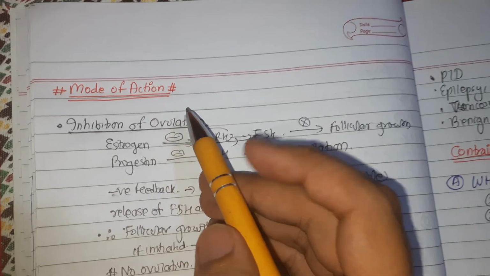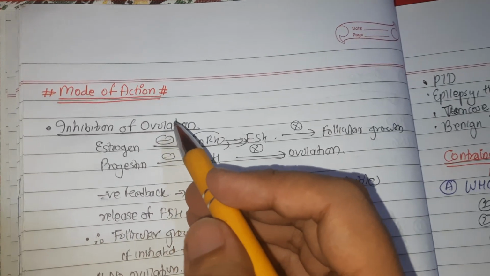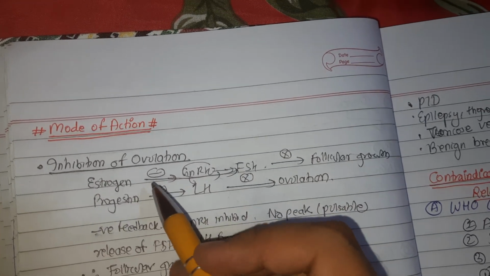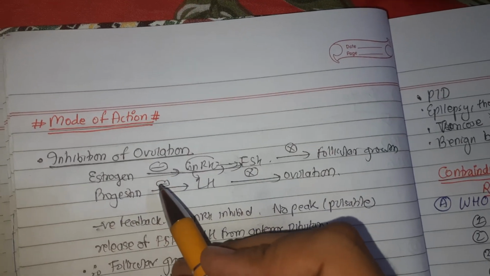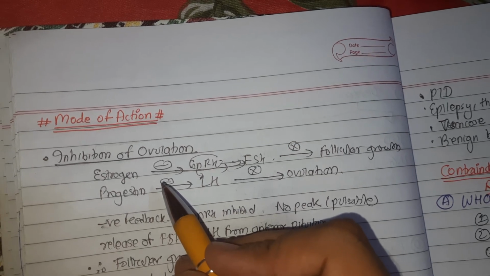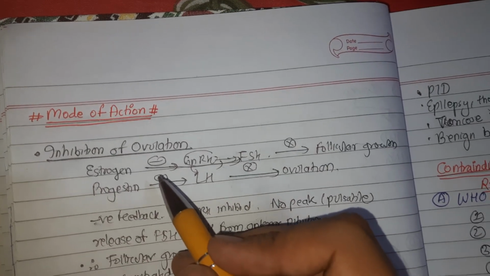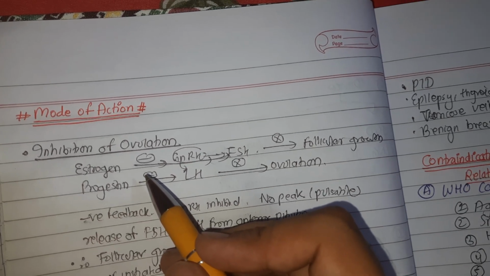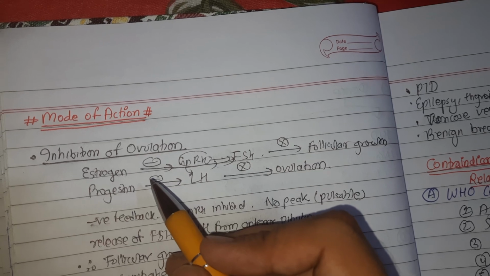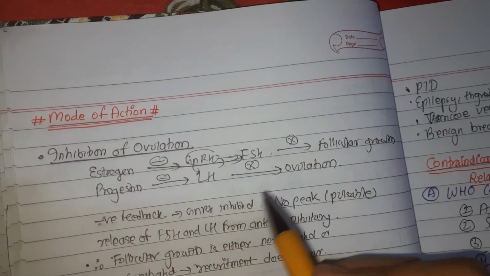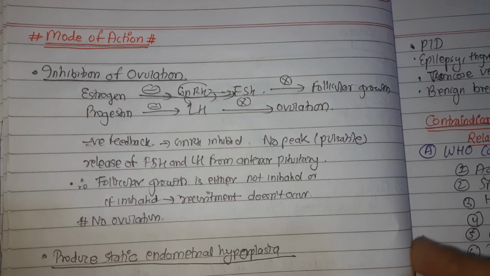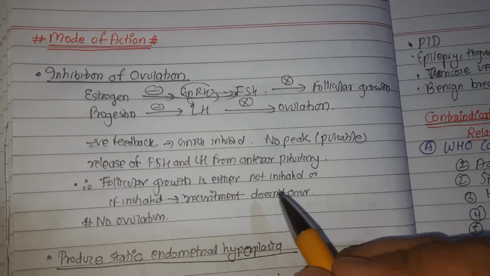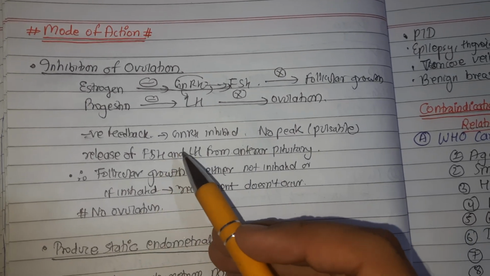Now, talking about the mechanism of action of combined oral contraceptives, firstly the mechanism of action is inhibition of ovulation. Both hormones, estrogen and progesterone, synergistically act on the hypothalamo-pituitary axis. Estrogen suppresses gonadotropin releasing hormone and follicle stimulating hormone and prevents follicular growth, and progestin suppresses luteinizing hormone and prevents ovulation. The release of gonadotropin releasing hormone from the hypothalamus is prevented through a negative feedback mechanism.